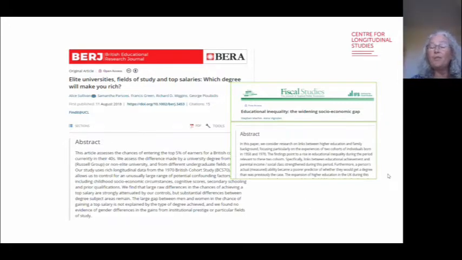Another study showed educational inequality widened across 2 cohorts, again the NCDS and the BCS70, and links between educational achievement and parental income and social class strengthened, while ability became a poorer predictor of whether the cohort member got a degree.